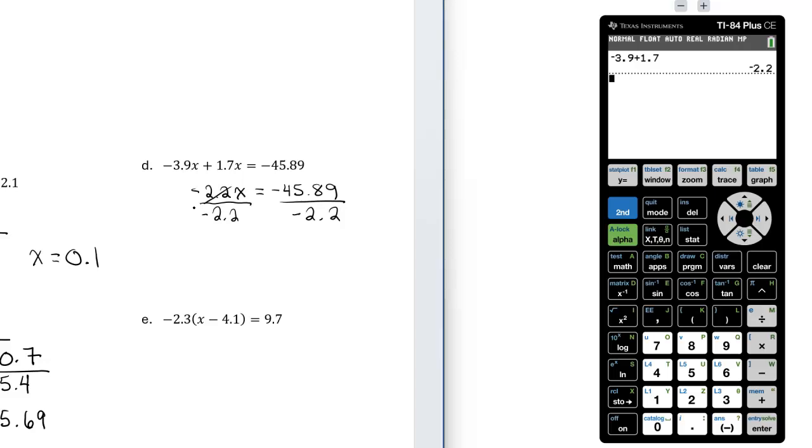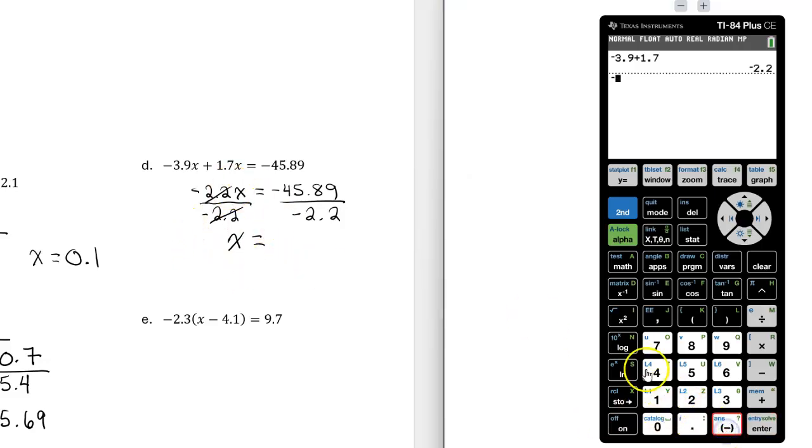That goes away because it cancels out to a 1. So I get x equals. Now I notice I have two negatives that I'm dividing, so that means my final answer needs to be positive. All right, now I can't pull down easily that negative 2 2/10 because I'm dividing negative 45 89 hundredths by that. So I'm just going to go ahead and start fresh with my calculation.